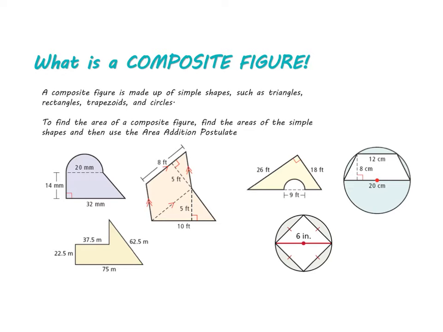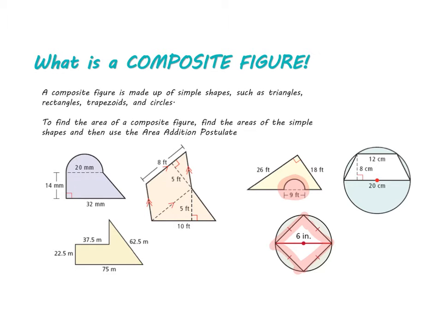like this guy, maybe you'll have something taken out of a figure. Or this guy has a square removed from a circle. So composite figures, that's what they look like. We're going to find the area of those things, and there's no new formulas. We're just going to use all the old formulas from the last two sections.